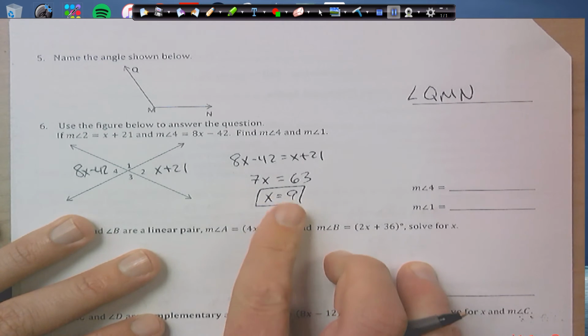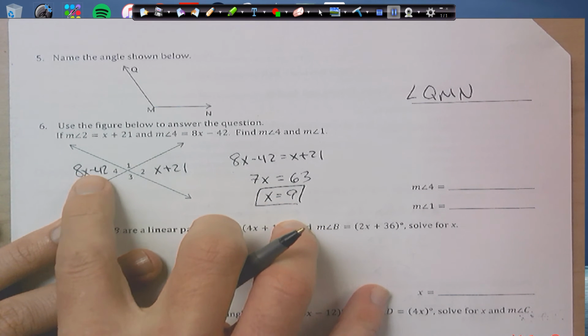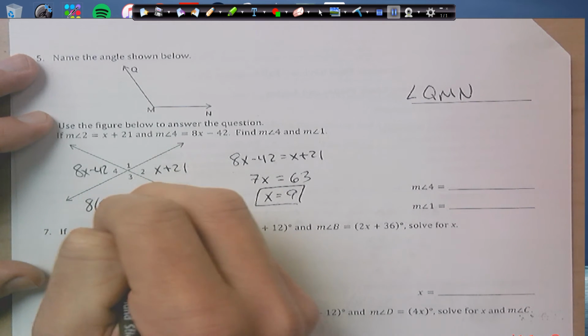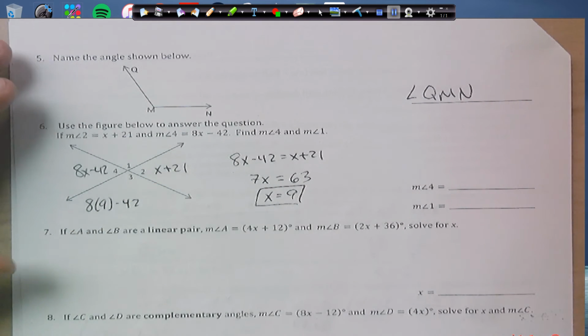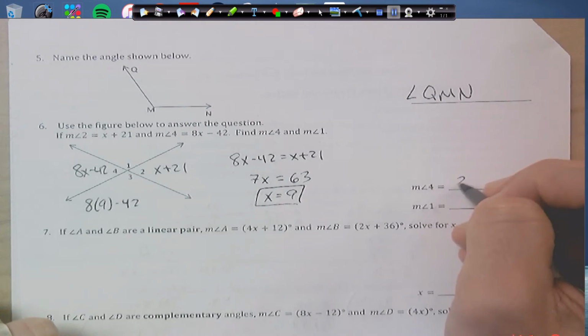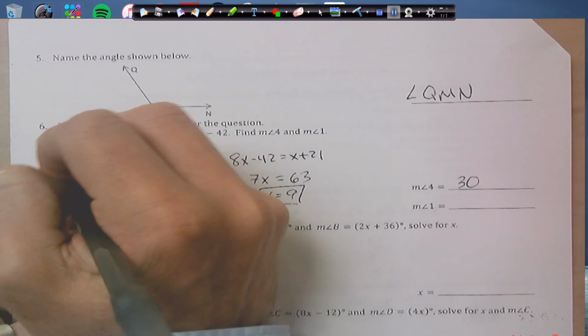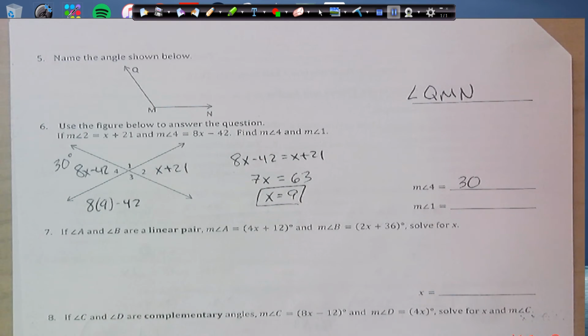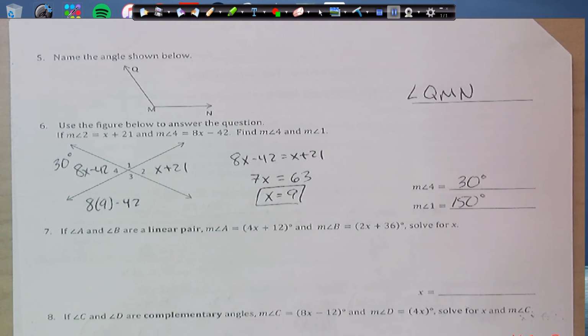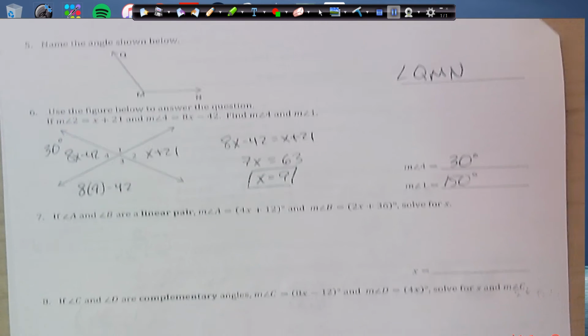Okay. Now I'm going to plug 9 back into this equation here for 4. We're going to get 8 times 9 minus 42. And just to be careful, I'm going to use my calculator here. 8 times 9 minus 42, we get 30. So angle 4 is 30 degrees. Angle 1 and 4 are a linear pair, so they have to add to 180, so we know that angle 1 is 150 degrees. Okay.